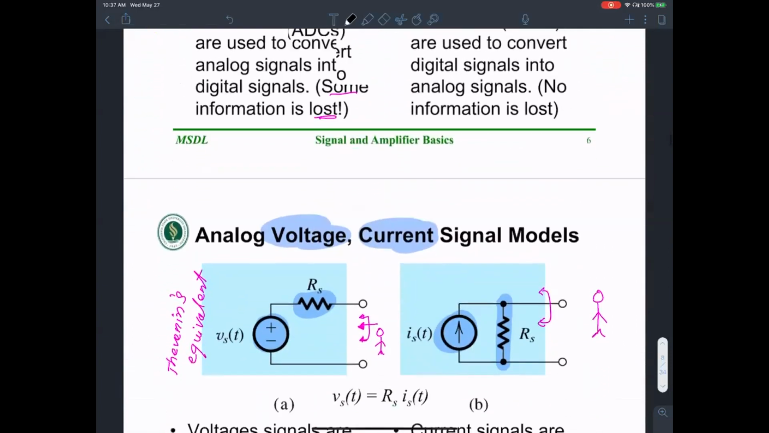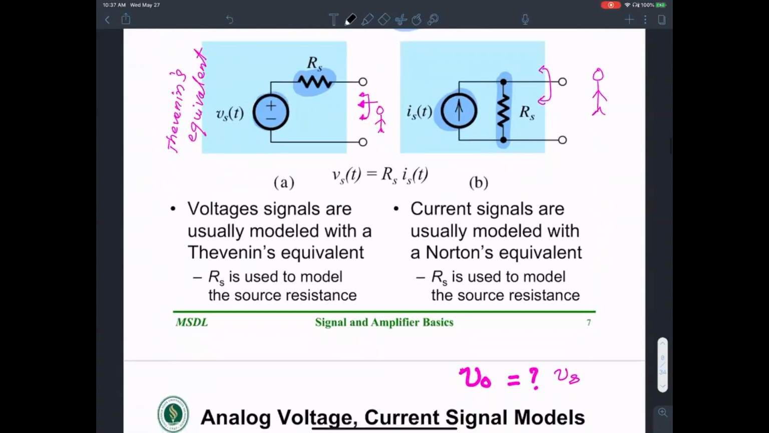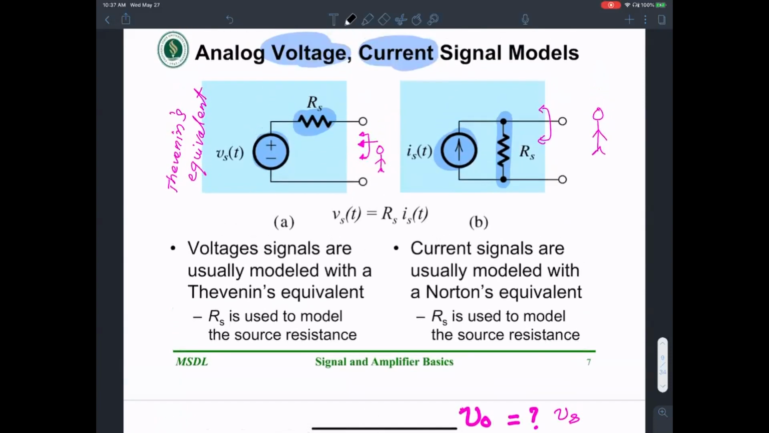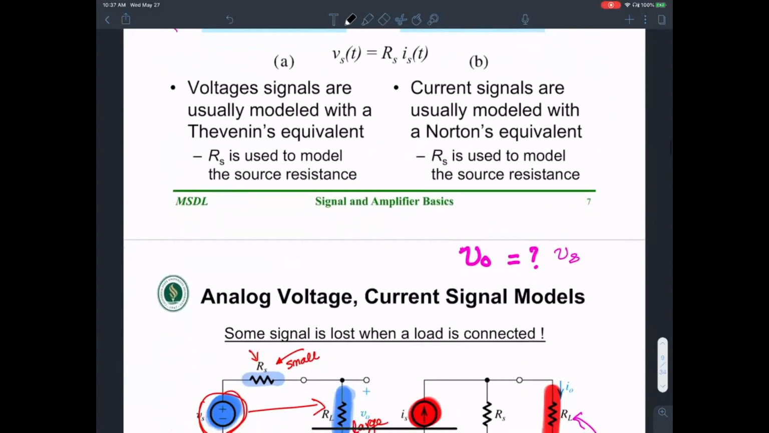Then we looked at the idea of voltage and current signal models in the analog domain. I mentioned there is Thevenin's equivalent for a voltage source, and there is a Norton's equivalent for a current source. There is the source resistance RS. RS is always used in series with the voltage source. It's used in parallel with the current source.